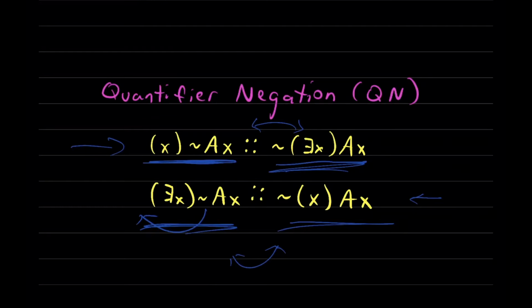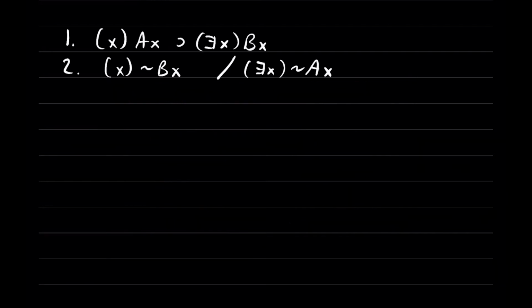Let's go ahead and apply this rule inside the context of a deduction proof. So here I've got 2 premises. The first premise says, if it's the case that everything is an A, the main operator here, of course, is this horseshoe. So if everything is an A, then there exists something that's a B. Premise 2 says, for all x, that x is not a B.